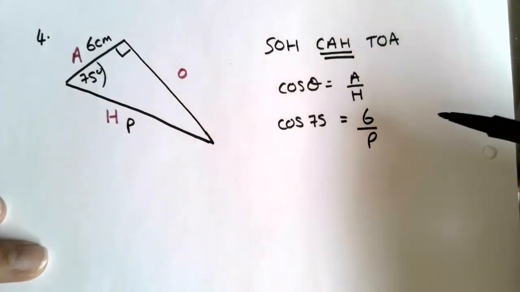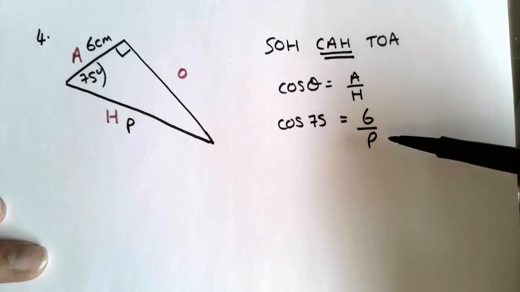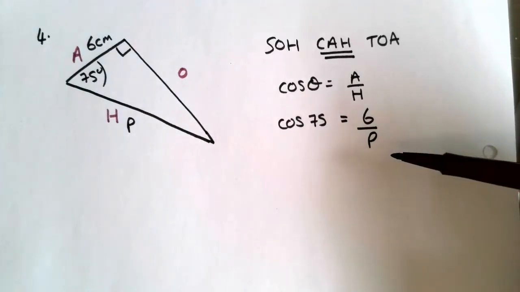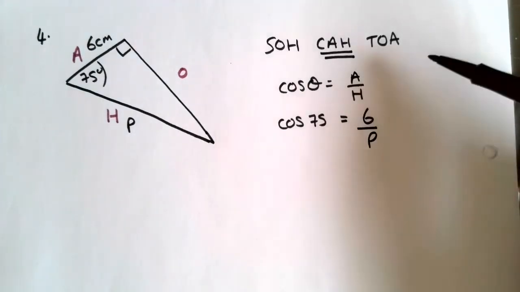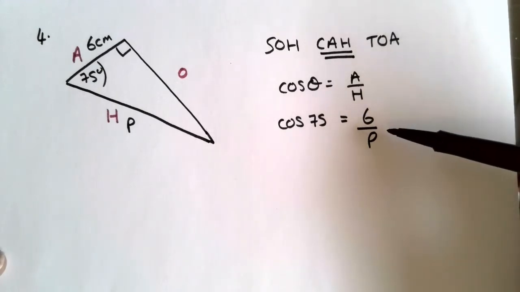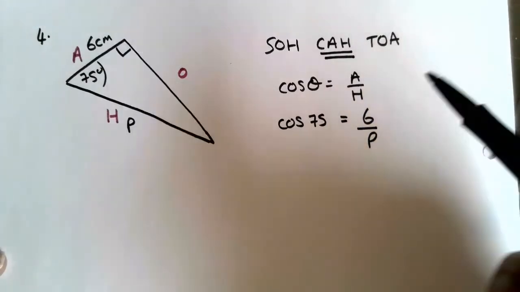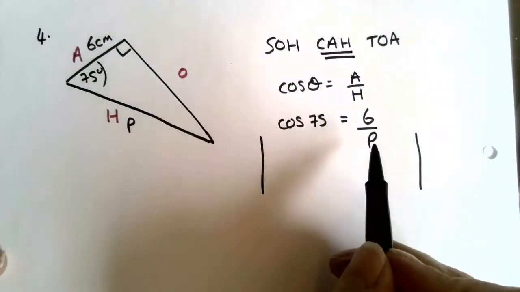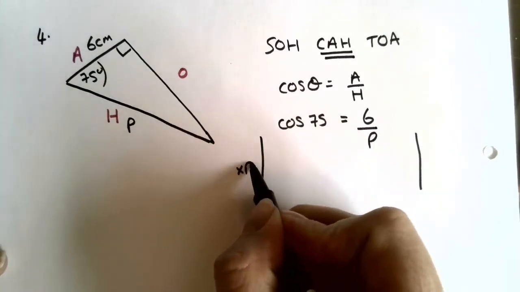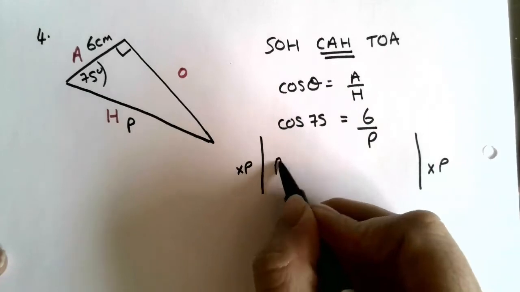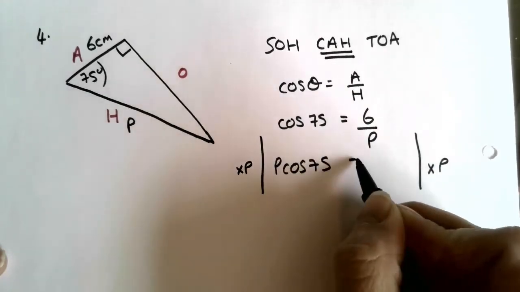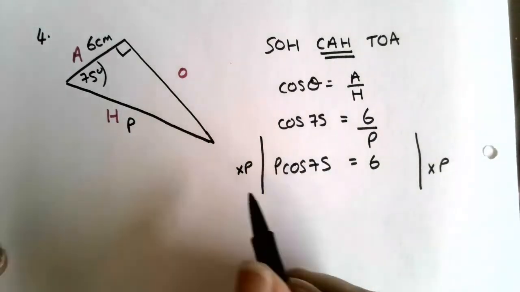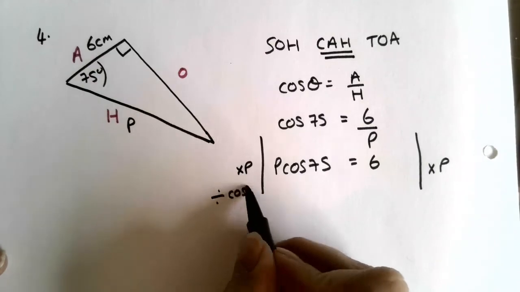Now, what makes these style of questions we're going to be doing today a little bit more awkward is that the unknown is on the bottom line. All that means is there's just like an extra step in the algebra steps. So I think everyone should be okay filling down to there, because that's very similar to the work from last day. Then from here on, it's just algebra. It's just like we're trying to find what P is. So the first thing I would do would be to multiply by P on both sides. So I get P cos 75 equals 6. And then to get P on its own, all I have to do is divide by cos 75.